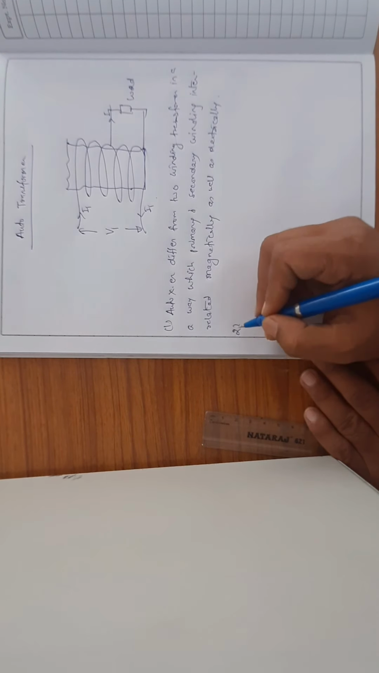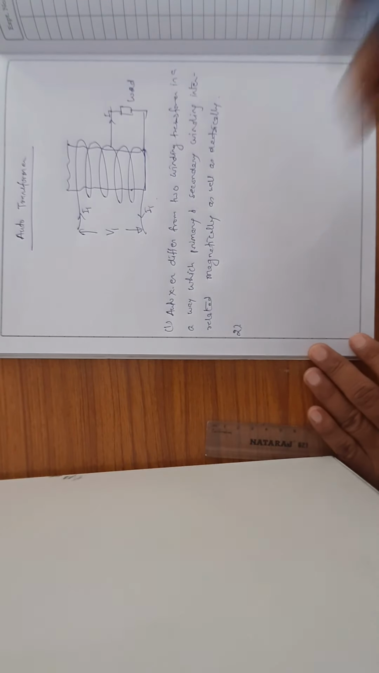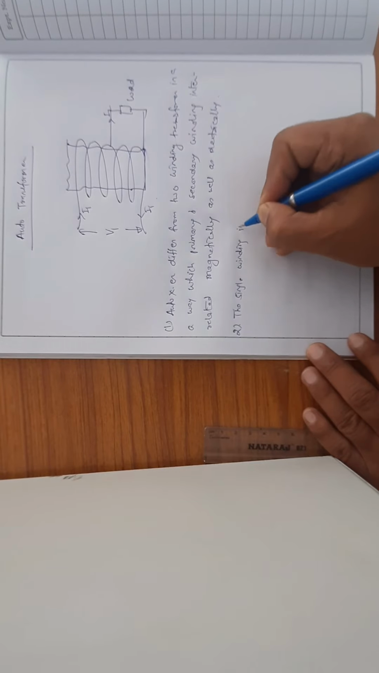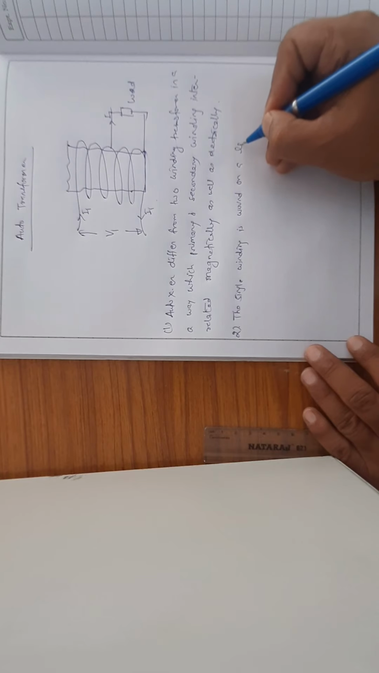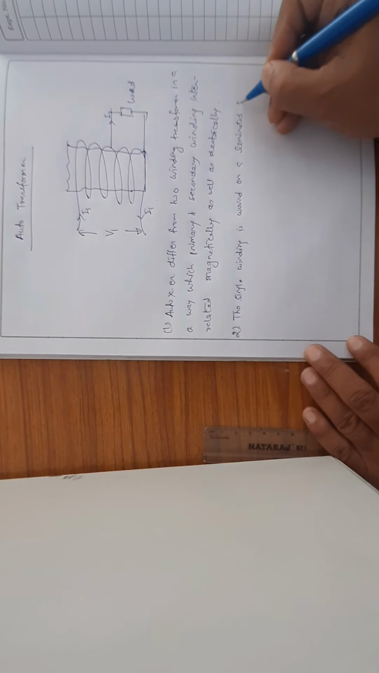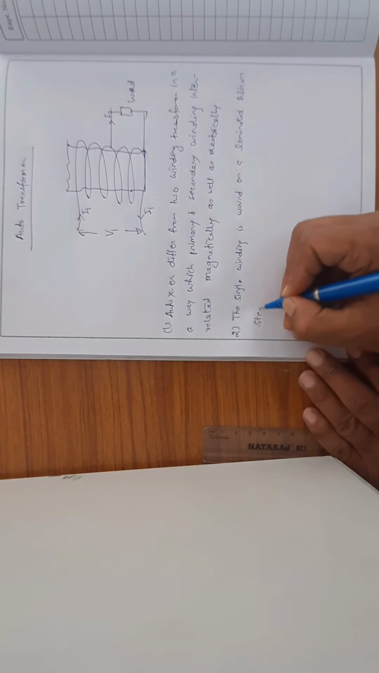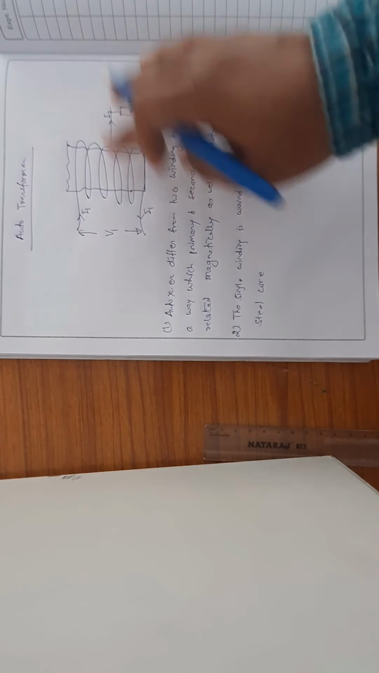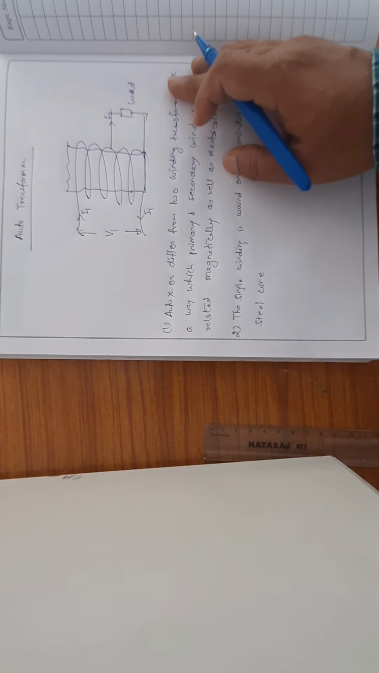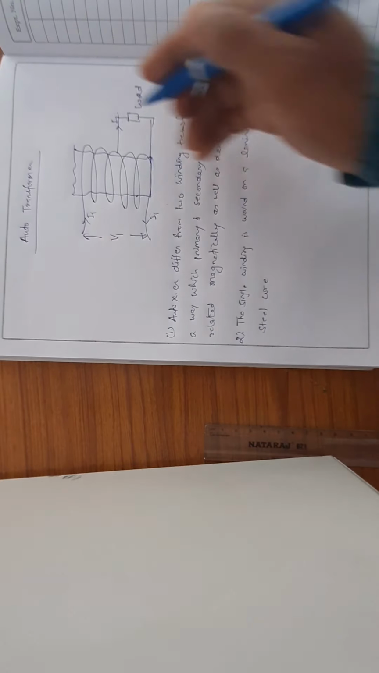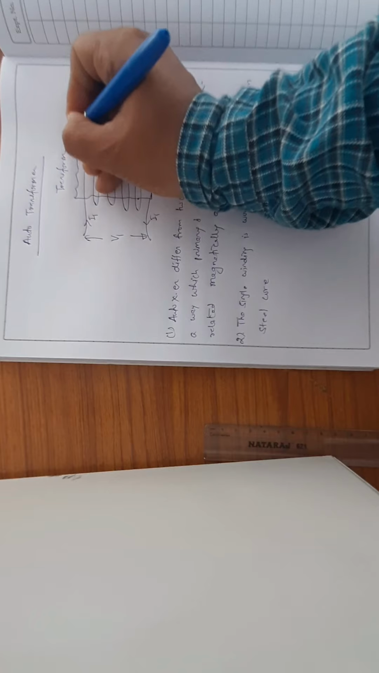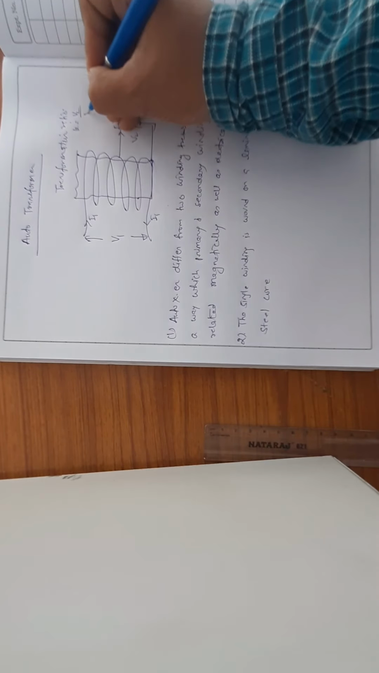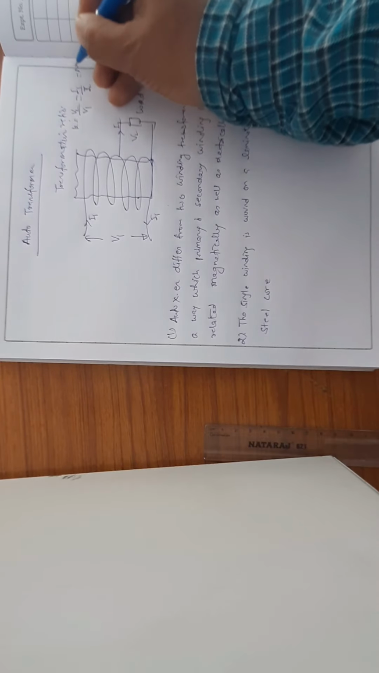Second point is the single winding is wound on a laminated silicon steel core, and therefore both primary winding and secondary winding sections of this one winding are on the same magnetic circuit, and the transformation ratio K equal to V2 upon V1 equal to I1 upon I2 equal to N2 upon N1.